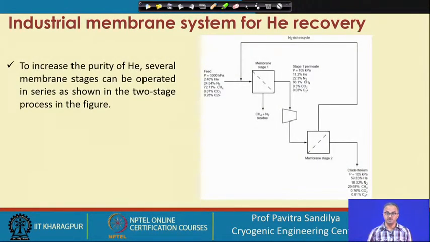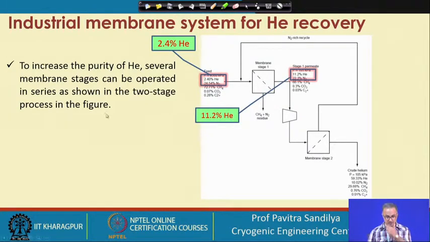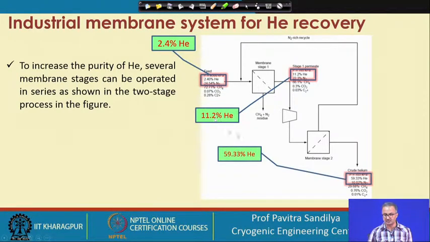Now, in the industrial membrane process, we need to increase the purity of helium, so we need several membrane stages. About these stages we learnt earlier separately under the membrane separation methods, so I will not go into detail of it. Here we have about 2.4% helium, and by the first membrane stage we are able to increase the purity from 2.4 to 11.2%, and ultimately we are able to raise it to about 59.33%. That means if we use 2 membrane stages, then from 2.4% we go up to say 60%.